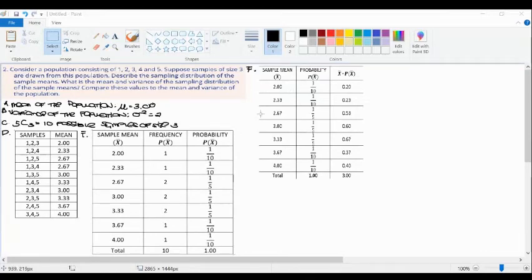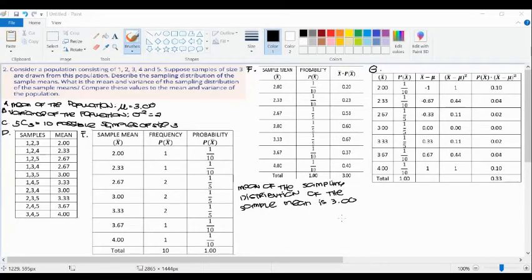So we already have the sample mean, and then multiplying it by the probability will give you these answers. And then to find the mean of the sampling distribution of the sample means, we need to add these products. Therefore, the mean of the sampling distribution of the sample mean is 3. Next step is we're going to compute the variance of the sampling distribution of the sample means.